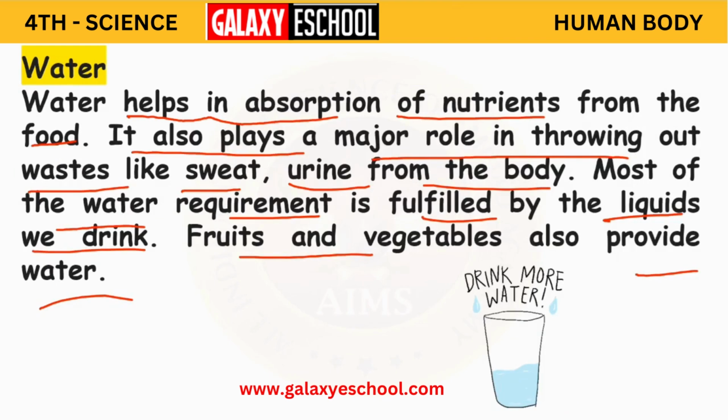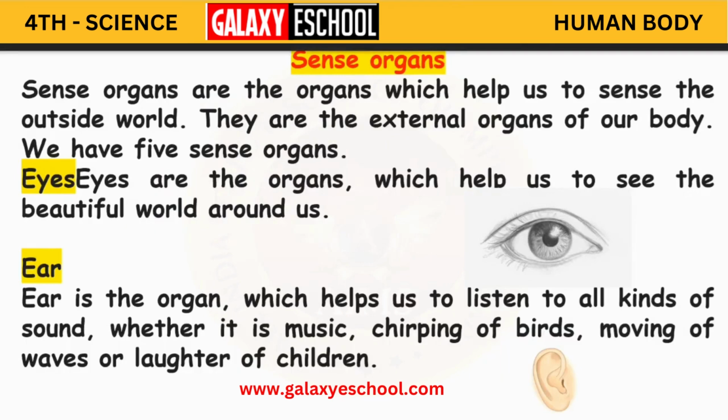So here we are going to learn about our sense organs, because we are talking about the human body. One more important set of organs of our body are sense organs. Sense organs are the organs which help us to sense the outside world. So these are all the external organs.